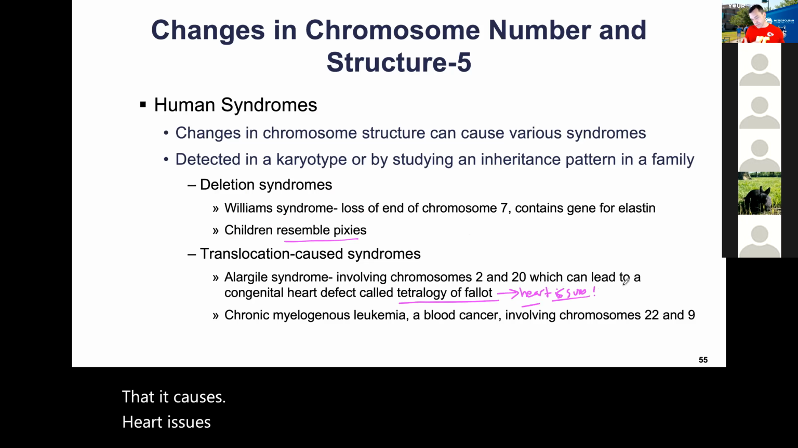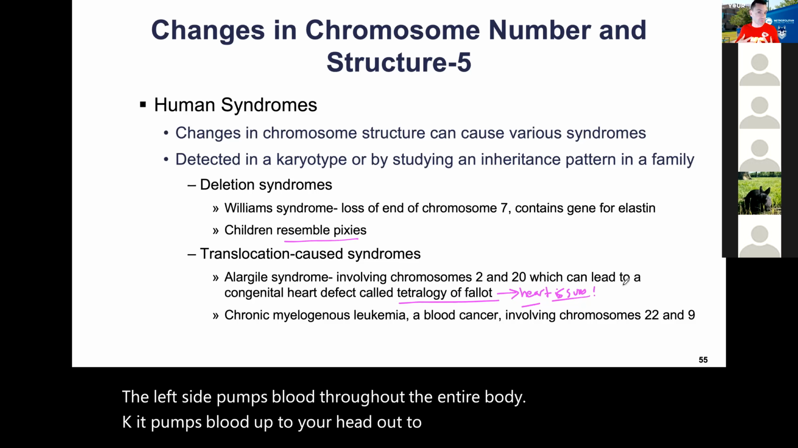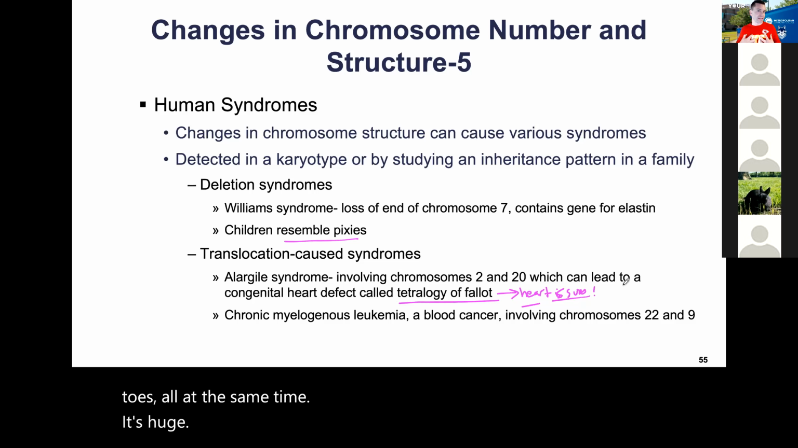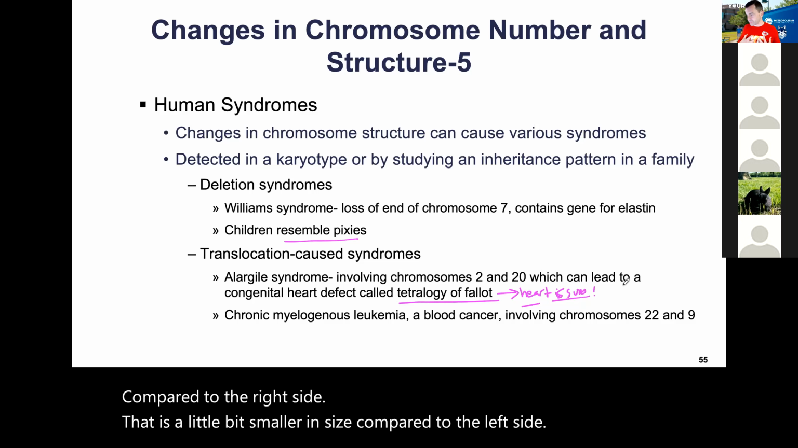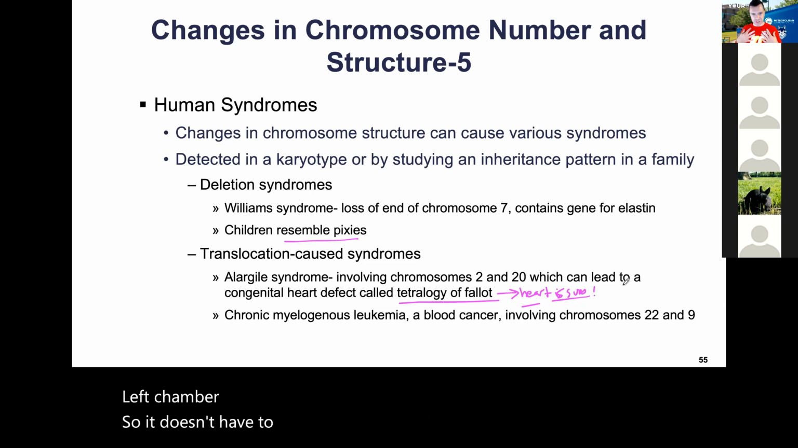And it's called tetralogy of Fallot. What does that mean? You have two sides of your heart. The left side pumps blood throughout the entire body. It pumps blood up to your head, out to your fingers, down to your toes, all at the same time. It's huge compared to the right side. That is a little bit smaller in size compared to the left side. So it doesn't have to push blood with as much force because it's just pushing it out to the lungs that are right here.